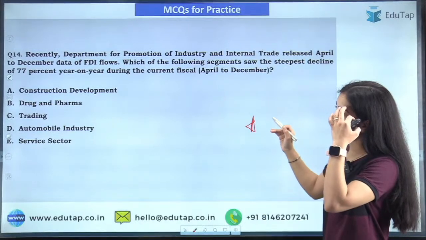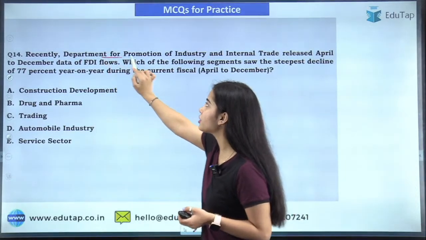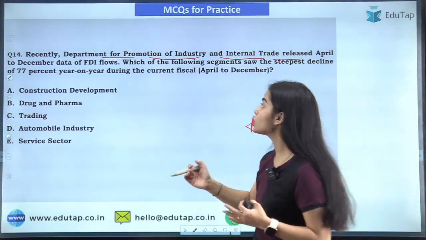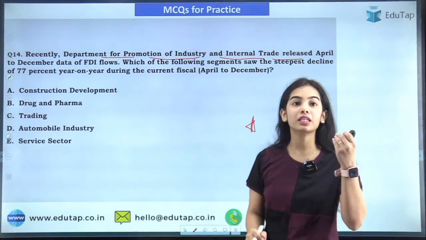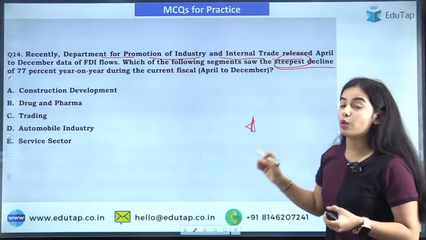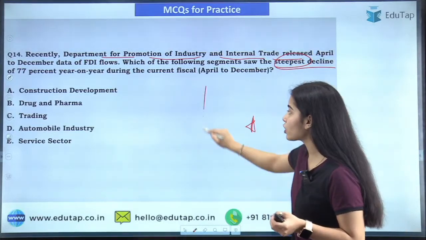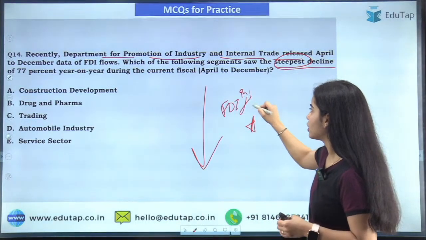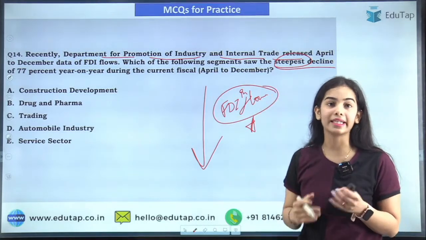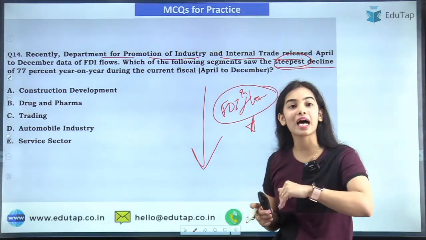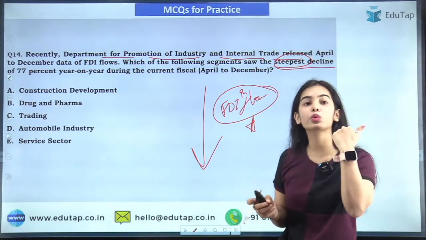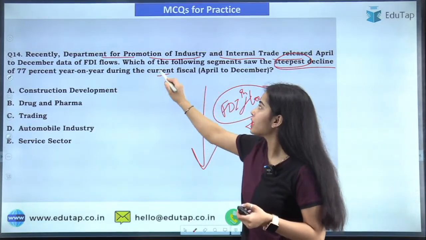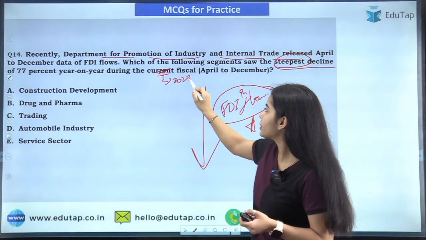So now coming to the 14th question. Here you have to tell: recently the Department for Promotion of Industry and Internal Trade released April to December data of FDI flows. Which of the following segments had the steepest decline of 77%? Which sector has declined the most in FDI inflows? That is, 77% decline in the FDI inflows compared to April to December of the previous year. The current fiscal means 2022-23.